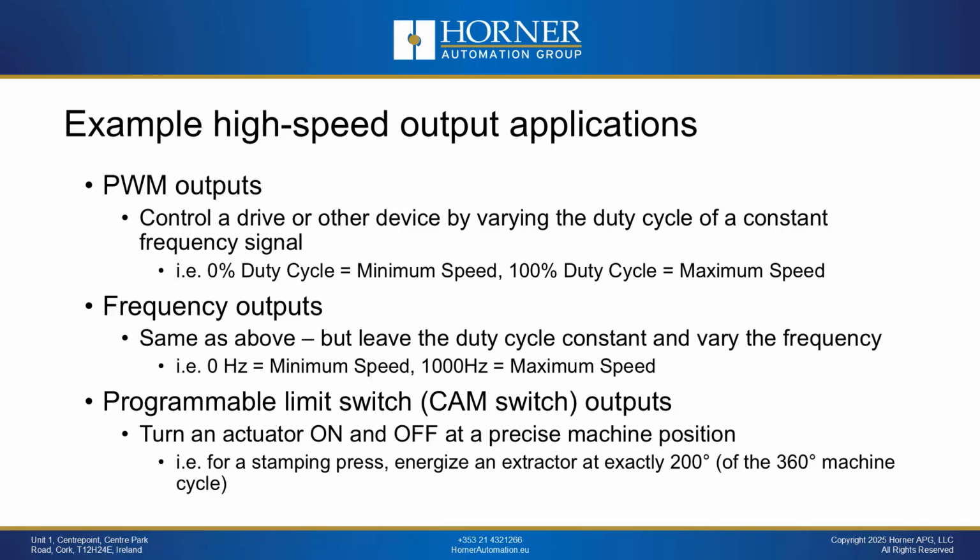So there will be an encoder or some other position sensor that will be connected to the high-speed counter circuitry of the OCS in our case. And then we want to make sure that the output fires precisely at the right spot so that the extractor can go grab the part while the press is open and available for it, not at any other time, because then you could have a big crash. So these are the typical high-speed output applications that we will be talking about in today's presentation.